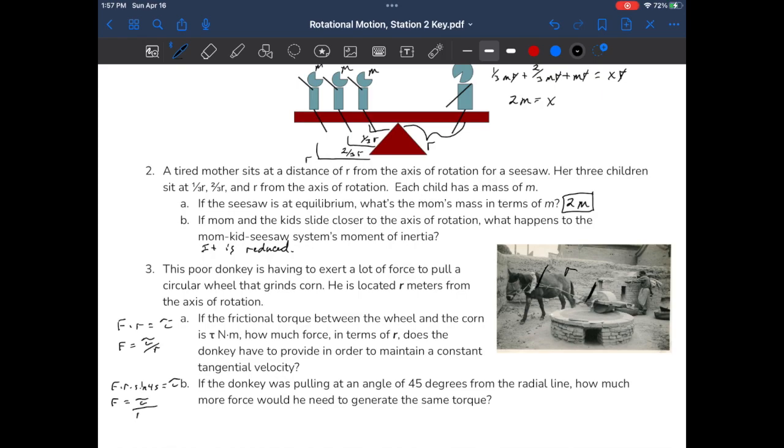Certainly you could solve for sine of 45. Here I'm just rearranging to show where the information comes from. And that's your solution.